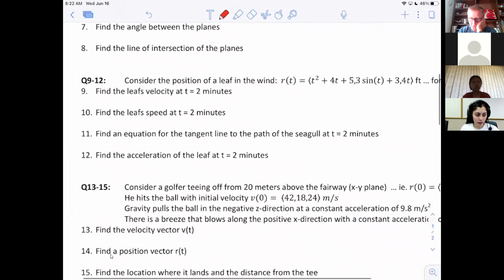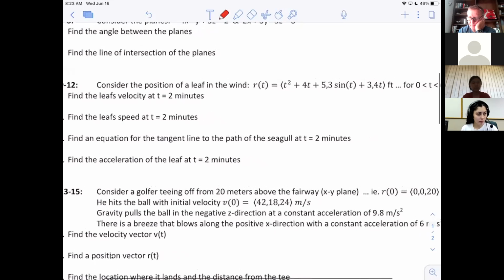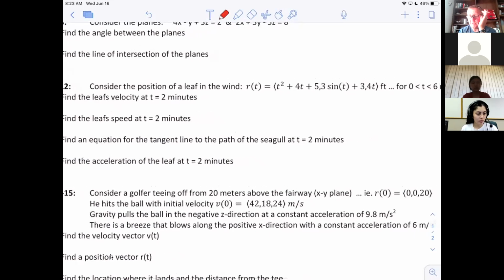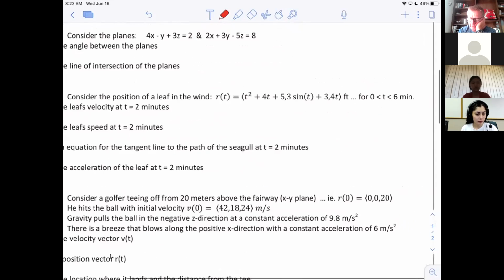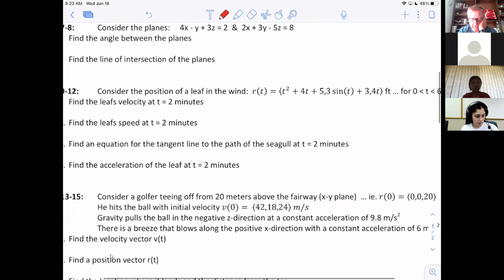And then I think this is kind of a cool question. Consider the position of a leaf in the wind. That's a good example of kind of a weird path that something might take that's natural, if you will. And of course, I obviously just made that up. It's not something that's realistic, but it's got a parabola and then a sine wave for the y, and then 4t for z. So that's kind of cool. And it's going to fly for 6 minutes. That's a really, really tall tree, apparently.